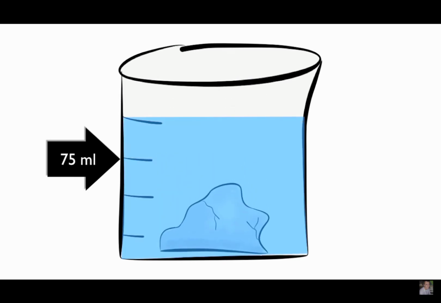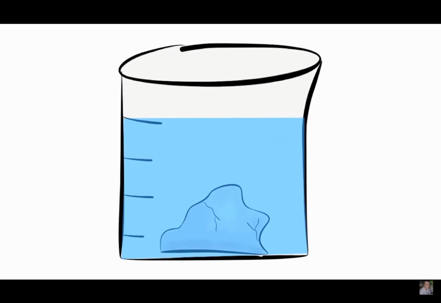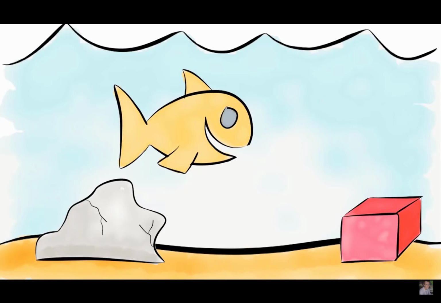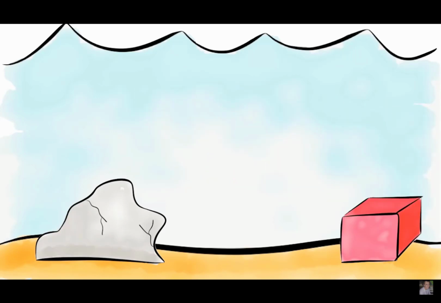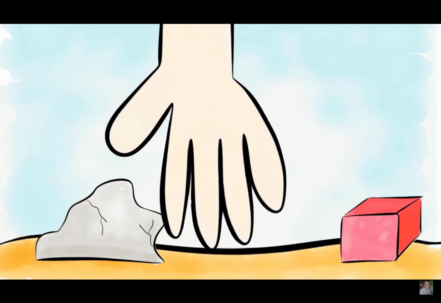Notice that the water level is higher. The movement of water is known as displacement. The amount that the water moved is 25 milliliters and is also the volume of the rock. Everything that takes up space in the fish tank has a measurable volume. If you were to enter the tank, think about how much water would be displaced. That's your volume.